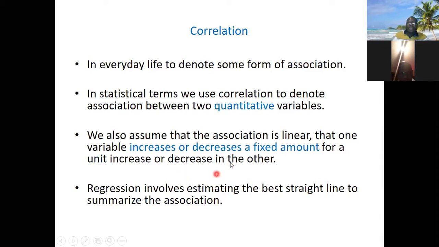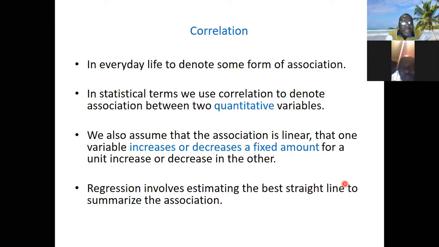We also assume that the association is linear. That is, one variable increases or decreases by a fixed amount for a unit increase or decrease in the other variable. That is, if variable A increases by 2 and variable B correspondingly increases by 3, and if variable A increases by another 2, the other one will increase by another 3. That's what linear means.